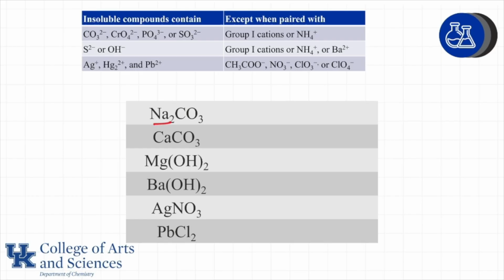Sodium carbonate has sodium in it, therefore it's going to be soluble. Although carbonates are generally insoluble, the presence of the group 1 cation makes this a soluble species. If I look at calcium carbonate, we see that carbonates are generally insoluble. Calcium is not one of the group 1 cations, or ammonium, therefore it is going to be insoluble in water. Magnesium hydroxide has the hydroxide ion, and those are generally insoluble. Magnesium is not one of the exceptions to make it a soluble compound, therefore magnesium hydroxide is insoluble in water.